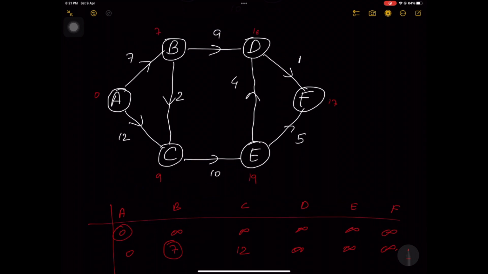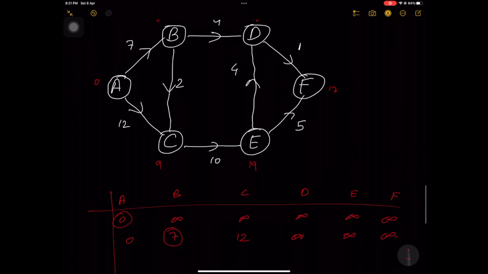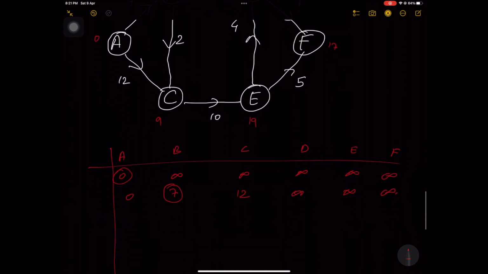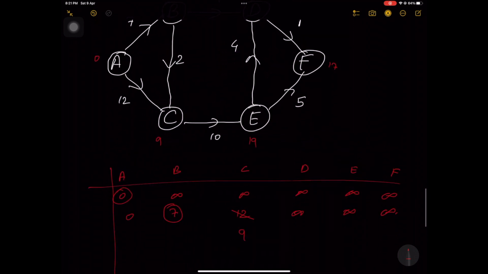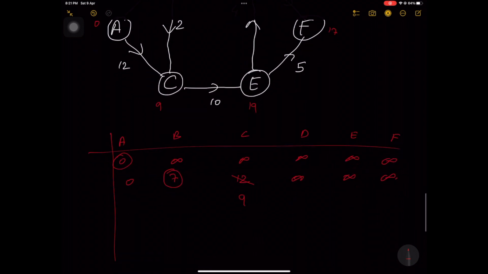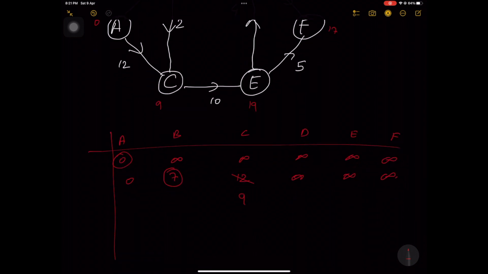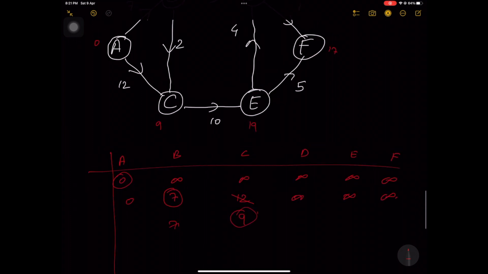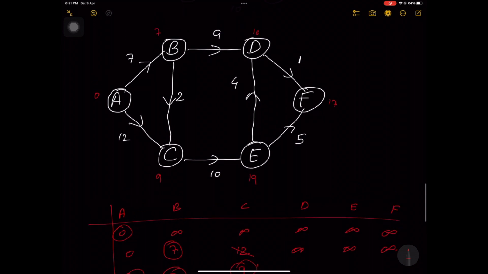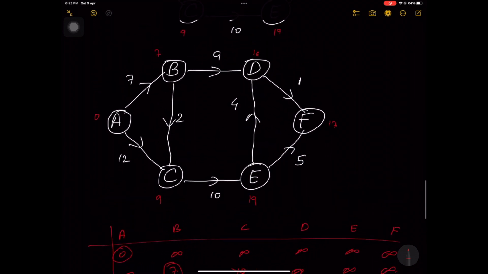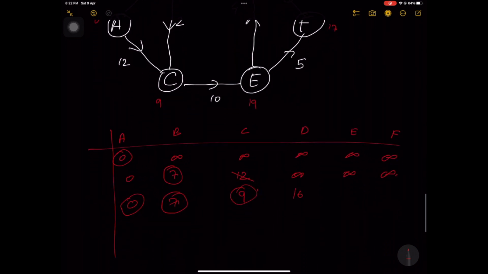From B we have two options, B to D and B to C. So B to C is 7 plus 2, which is 9, and that is less than 12. So we'll replace 12 with 9. This process is called relaxation, but just to keep it simple, if you're going via another path and you get a value which is less than the value that you have right now, we'll just update the value to the lower number. So we have A to A to B, and A to C. Now also from B you can go to D as well, which is 7 plus 9, which is 16, and these two are still infinity.